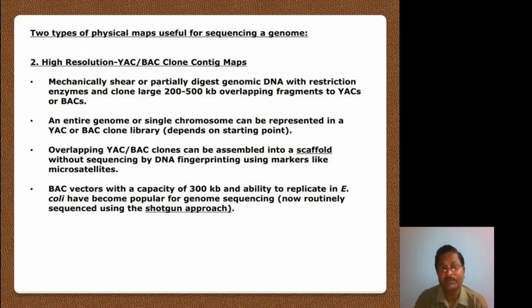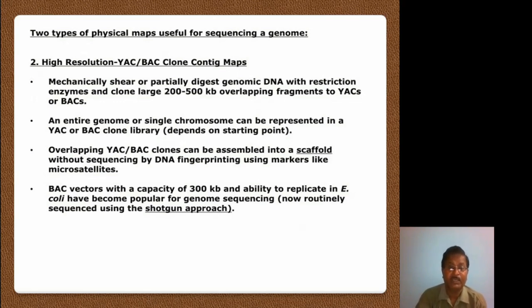The second type of physical map very useful for sequencing a genome is the high resolution map, YAC or BAC clone contig maps. Mechanically shear or partially digest genomic DNA with restriction enzymes and clone large overlapping fragments of 200 to 500 kilobases into YACs or BACs. An entire genome or single chromosome can be represented in a YAC or BAC clone library. It depends on the starting point where the gene starts.